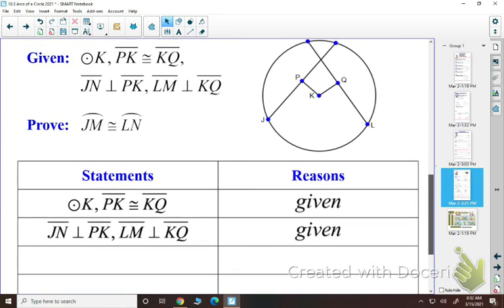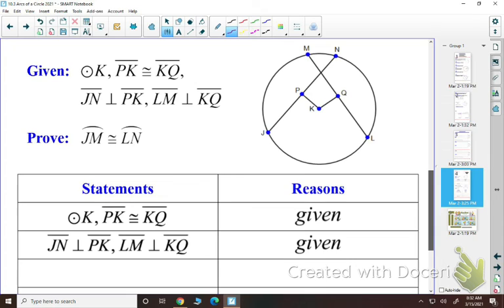In this one, we are given circle K. Let me scroll up here just a bit so we can read everything. Segment PK is congruent to segment KQ, so we're going to mark that in the picture with some tick marks. We are also given that segment JN is perpendicular to segment KP, and that segment LM is perpendicular to segment KQ. We are trying to prove that arc JM is congruent to arc LN.